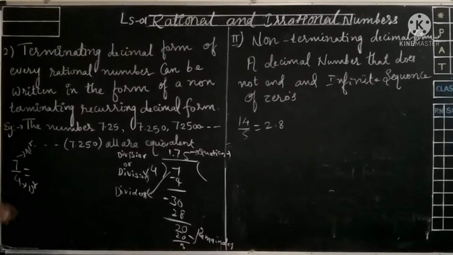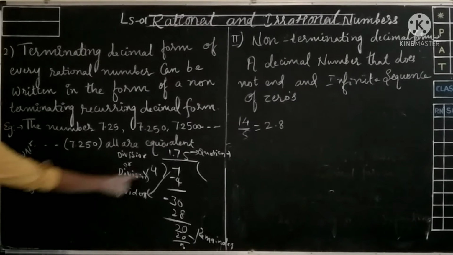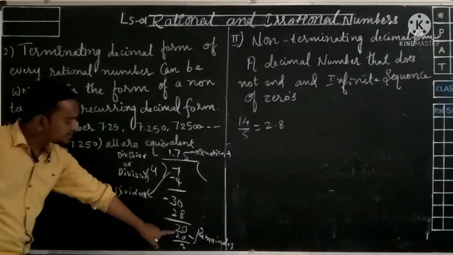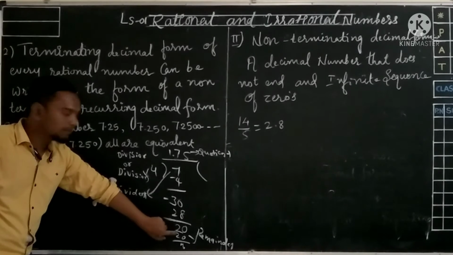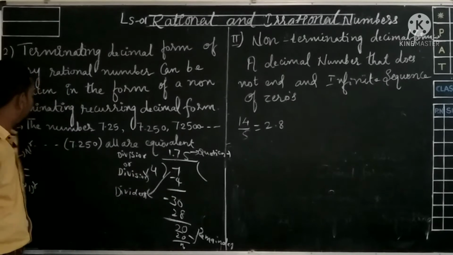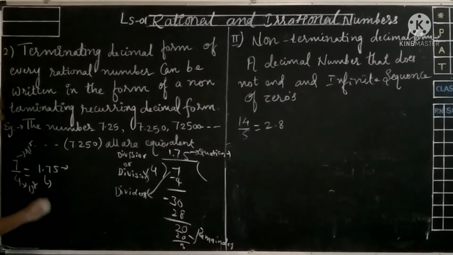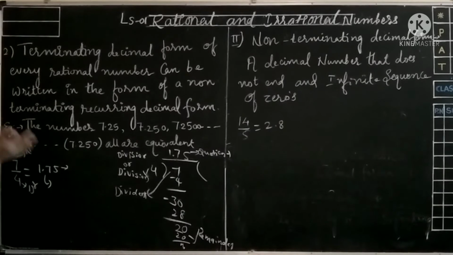Here 7 upon 4 is a terminating decimal form. Terminating means the remainder becomes 0. The quotient is 1.75. This is a terminating decimal form. It is converted into a non-terminating recurring decimal.